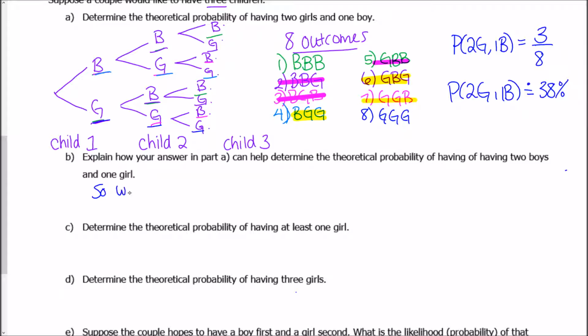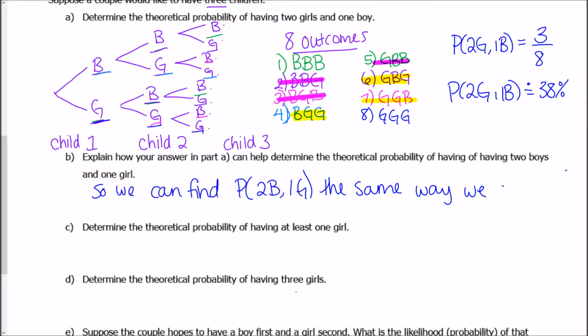So we can find the probability of 2 boys followed by 1 girl the same way we get the probability of 2 girls followed by 1 boy. Okay, so part C, determine the theoretical probability of having at least 1 girl. Okay, so this time I'm going to highlight all the ones that have at least 1 girl. Okay, so let's go ahead and do that. Let me just erase these really quickly.